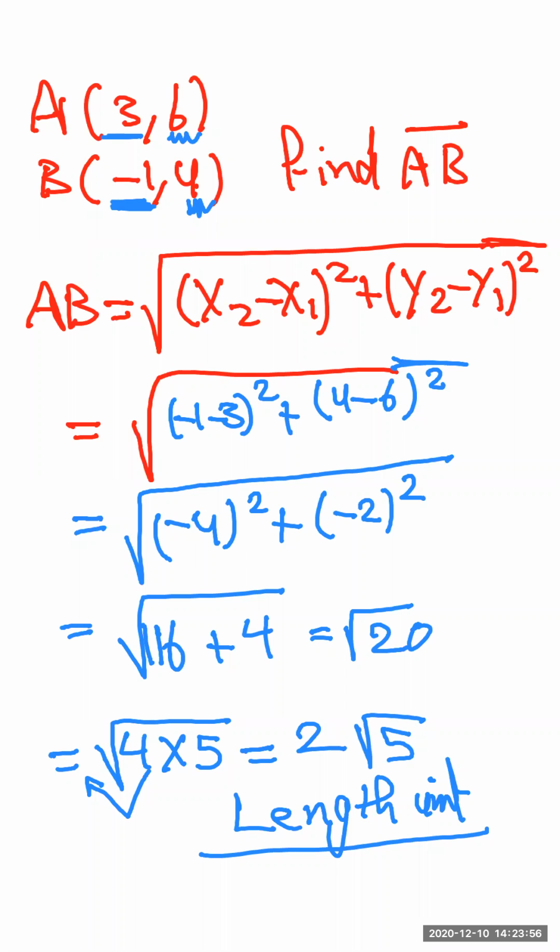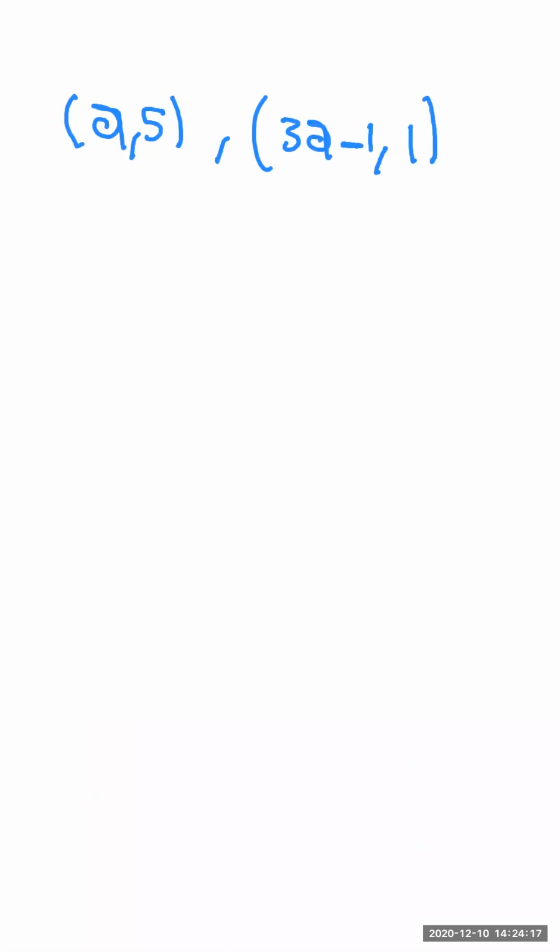Okay, so there are a lot of questions we have to solve, like this one. If the distance between 2 points A (a, 5) and B (3a minus 1, 1) is 5, find a. Now the distance between these 2 points equals 5.